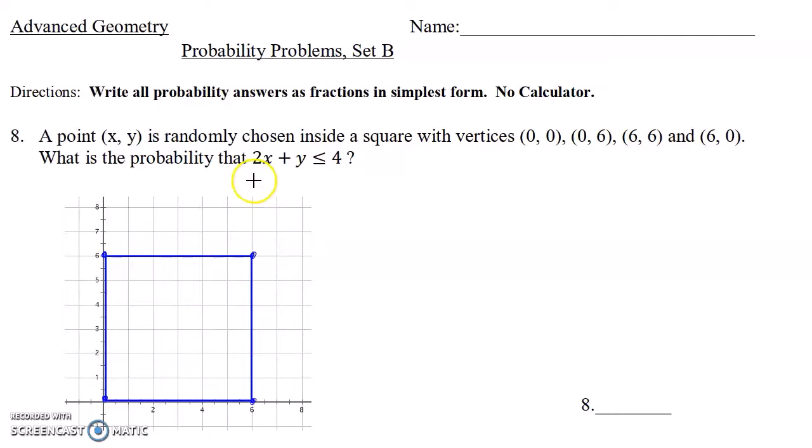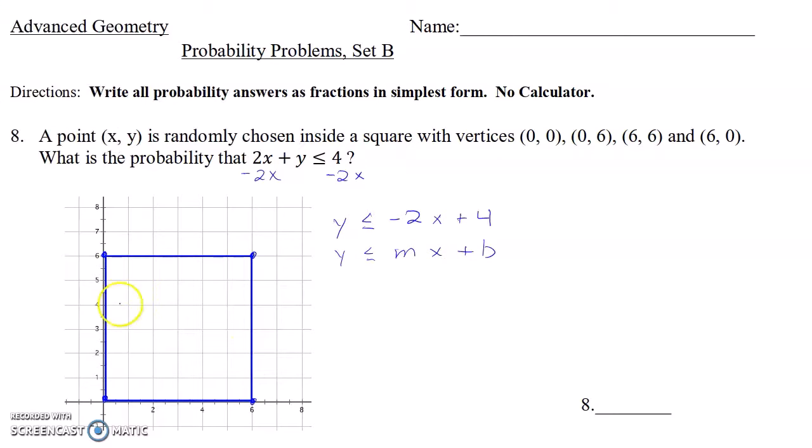And what is the probability that the point chosen has a y that is less than or equal to this equation? So I'm going to need to put this in a form that is easier to graph. Right now it's in standard form. I want to put it in slope-intercept form. So I just subtracted the 2x from both sides. So now I have y equals mx plus b, well, less than or equal to, where the b is the y-intercept.